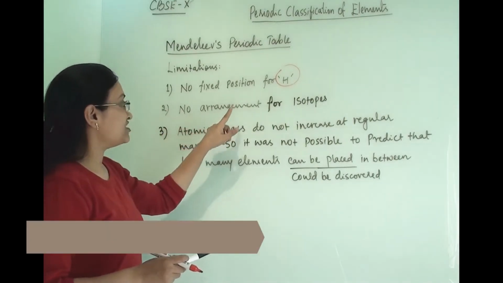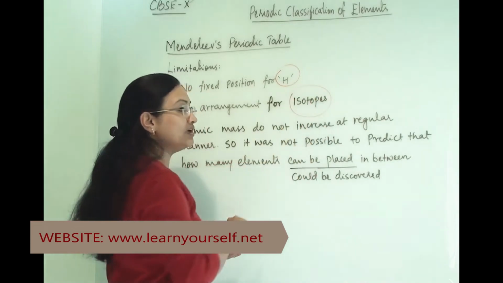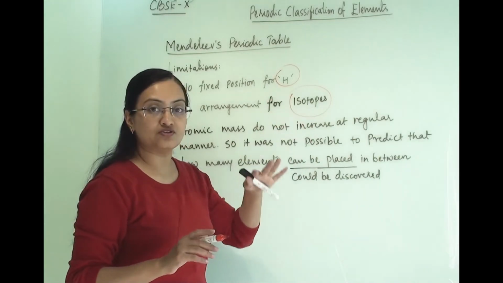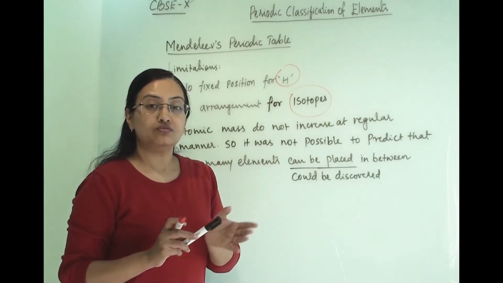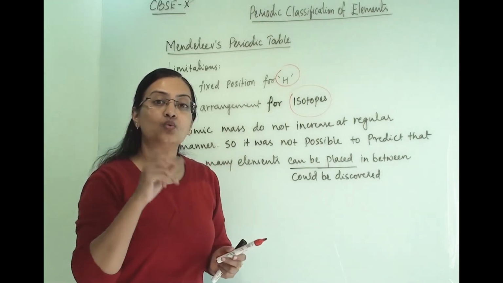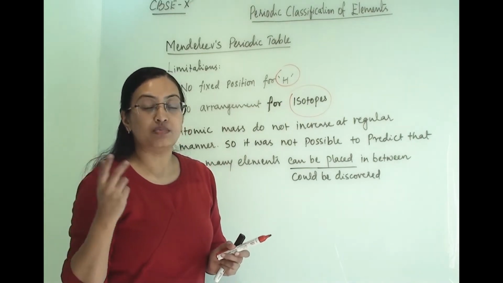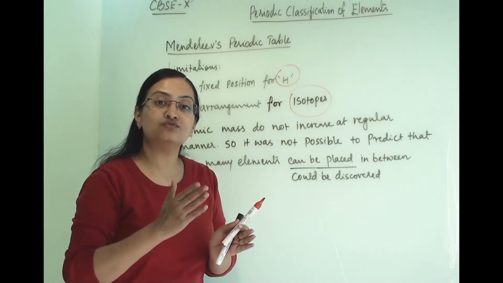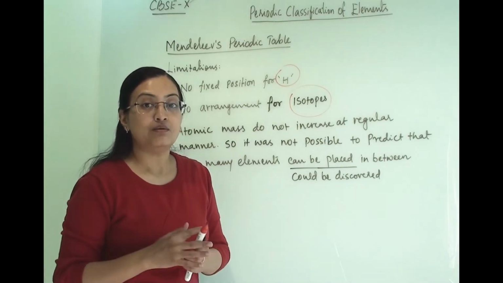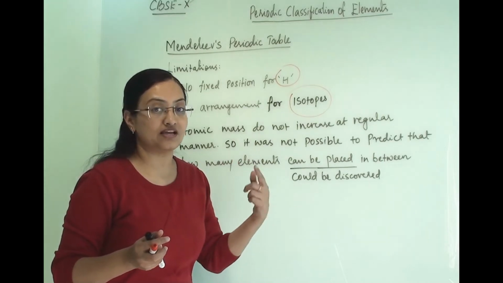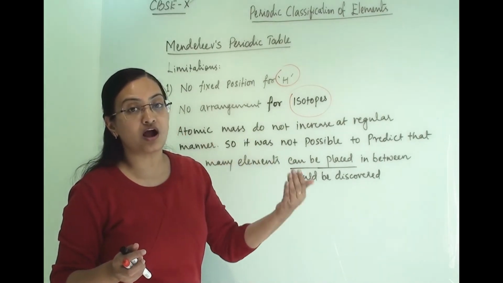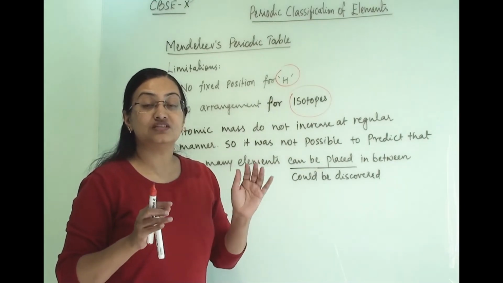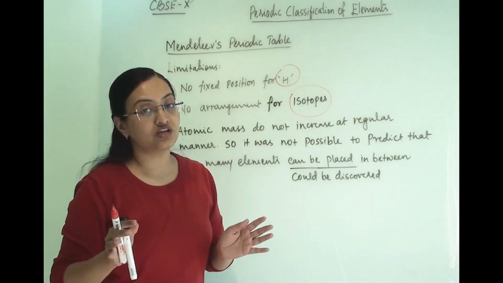Second is no arrangement for isotopes, because he arranged all the elements in increasing order of atomic mass. When we talk about isotopes, hydrogen has 3 isotopes. He cannot give one element 3 different places. But if we assign places according to the increasing order of atomic mass, then we have to give 3 different places to hydrogen. That is not correct when we think about isotopes, and isotopes were discovered long after Mendeleev's periodic table. So at that time this arrangement did not hold true for those isotopes.